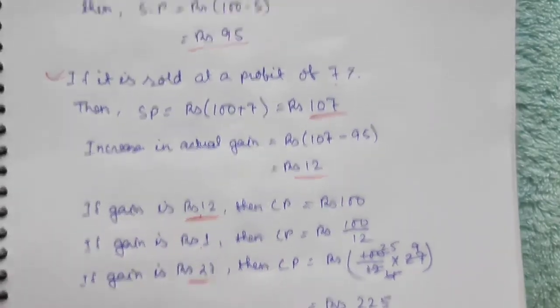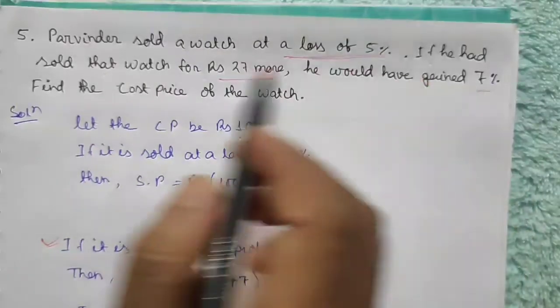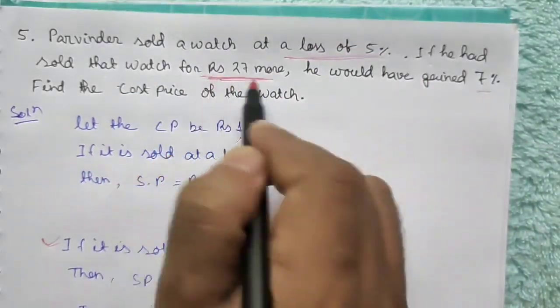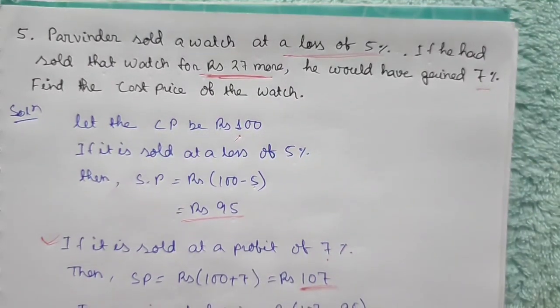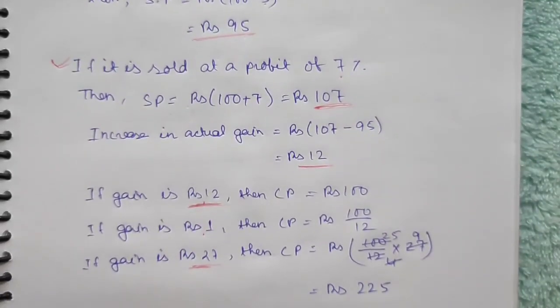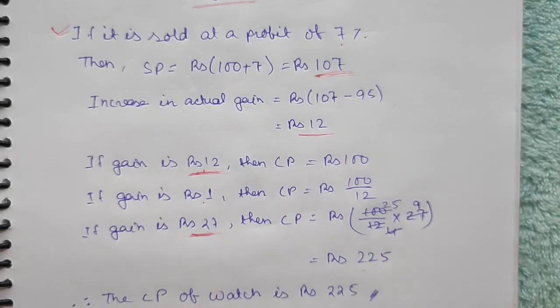So why here have we written if gain is rupees 27? Look, if he had sold the watch for rupees 27 more, he would have gained 7%. Understand? So when the gain is rupees 27, then the cost price will be how much? 225. Now if the gain were rupees 100, then the cost price you can find out, 100 into 12 into 100. This is the advantage of the unitary method. If we find the value of 1, we can find the value of 100, thousands, lakhs, crores. No problem. So I hope this is clear to you.